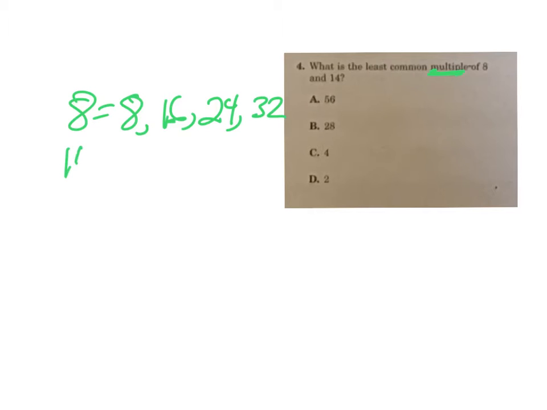Number 4. What is the least common multiple of 8 and 14? So, least common multiple. Multiple means like, if I have 8, multiples of 8 would be 8, 16, 24, 32. It's increasing by 8. And 14 multiples would be 14, 28, 42, 56. So those are multiples. Now we have to find the common one, the least common.